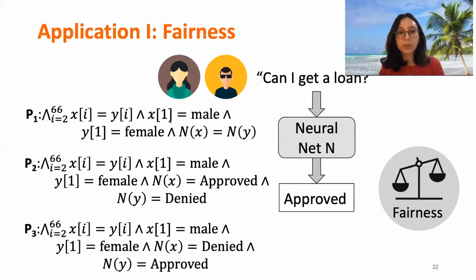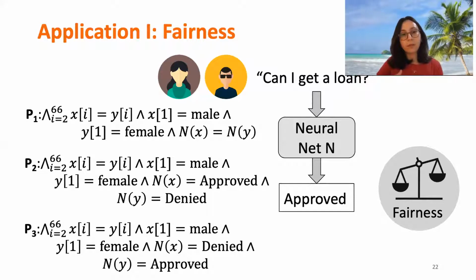However, the first feature is different. So this one is male, the other one is female, and the prediction is the same. So here we're actually encoding how often this classifier is fair, or how often this fairness criterion is correct for the given neural network. This is one kind of property that we can encode, but we can also take it one step further and encode the direction of unfairness.